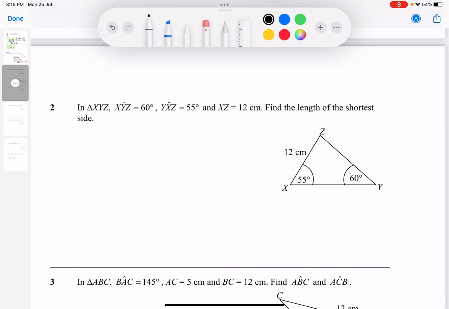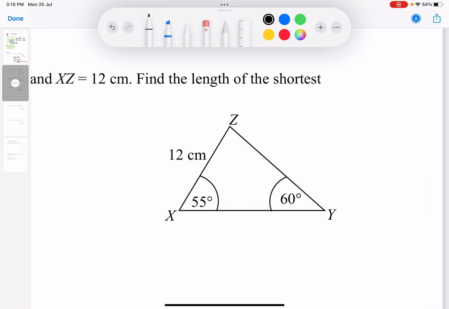So here they want us to find the length of the shortest side. Wow, this one is a tricky one, right? Because they ask us to find the length of the shortest side. They never even tell us which side to find. But if you know anything about geometry, if you want to find the shortest side, that means which side is it?